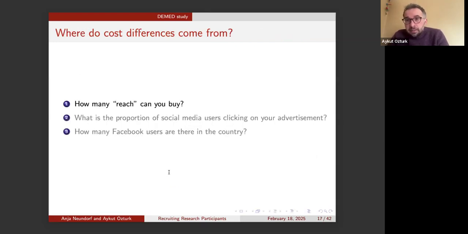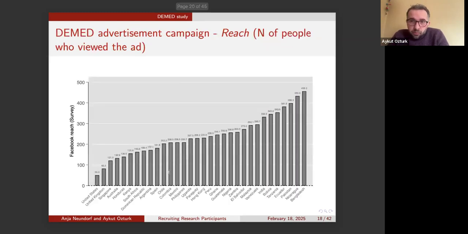One of the sources in the cost variation is how much reach you can buy in a single country, based in that particular country. And there's a huge variation in that regard. Now, reach is the number of people who will see your advertisements based on the budget you have. And with the same budget here across different countries, we had more or less the same budget. You can see that in the United States, 50,000 people saw our advertisements. It's not much at all. In Bangladesh, it was nearly 500,000, 10 times more.